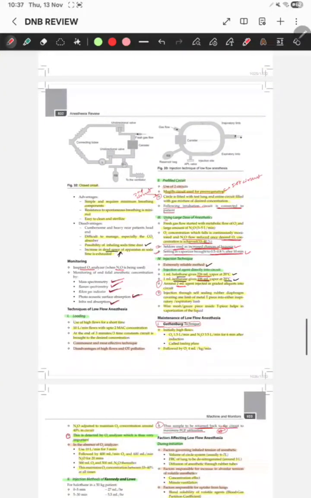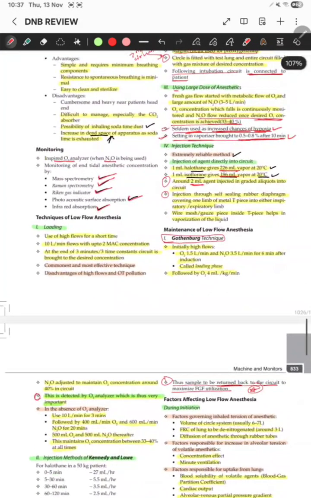The four techniques we have seen: loading, pre-filled circuit using large dose of anesthetic, and injected techniques. The most commonly used is loading and the most reliable is injection technique.